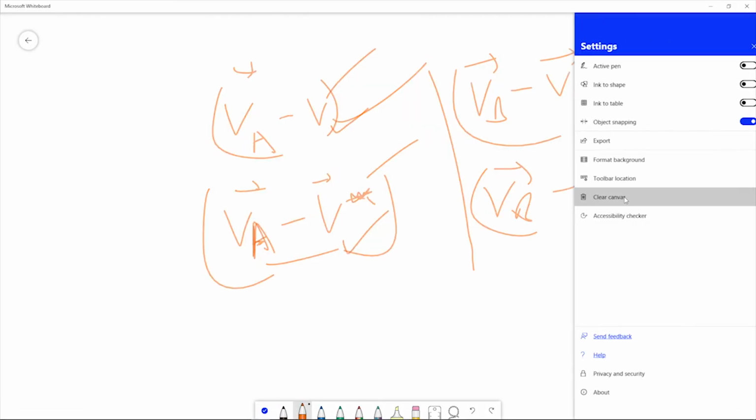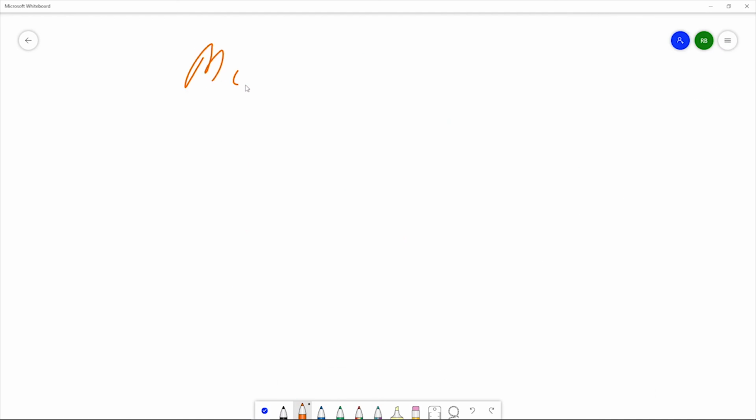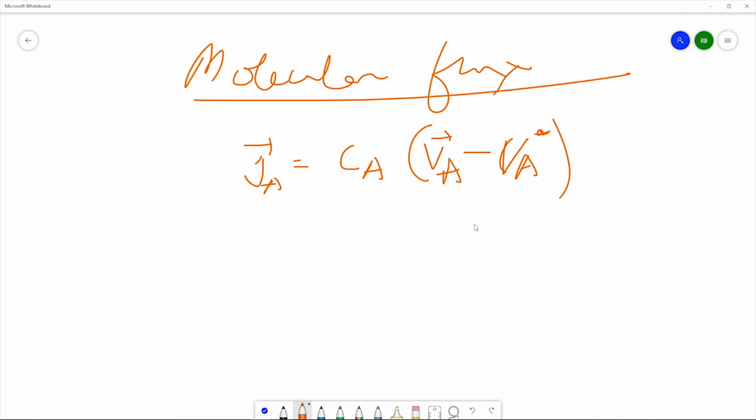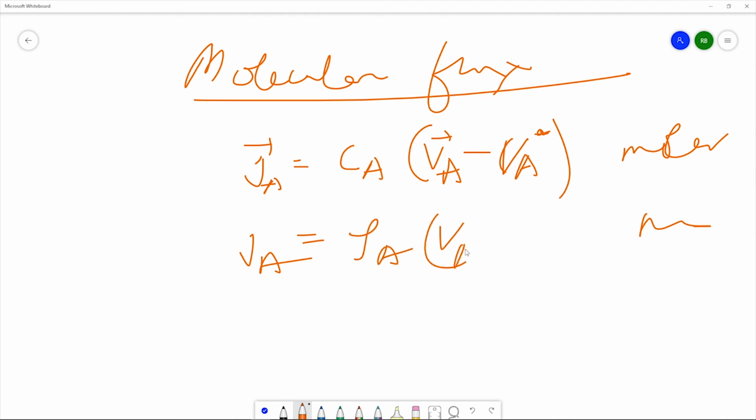Now you can write for molecular flux. Molecular flux is written as small j, right? So JA vector, the definition was CA (VA minus VA star). You can write like this. This is molar units, or you can write in mass units like rho A (VA minus V). We're calculating the mass flux or molar flux of species A. Okay.